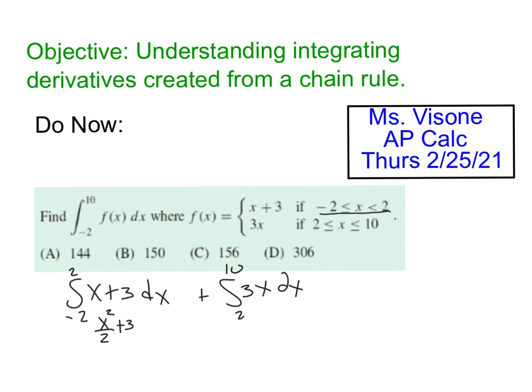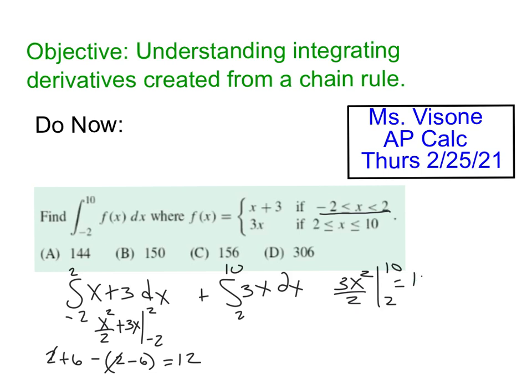So x squared over 2 plus 3x from -2 to 2. That's 2 plus 6 minus 2 minus 6. Over here, the 2's cancel, so 12. And then over here we get 3x squared over 2 from 2 to 10. So that's 100 divided by 2 is 50, times 3 is 150, minus 6. So that's 144 plus 12, 156. So C. That's it.